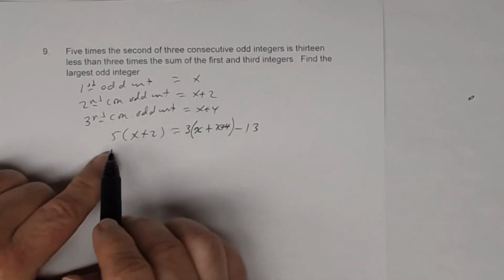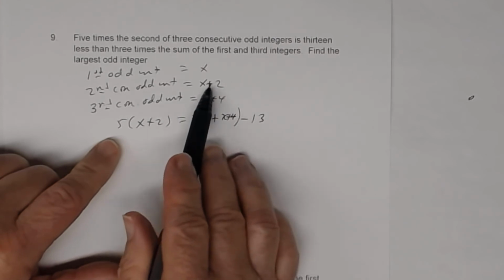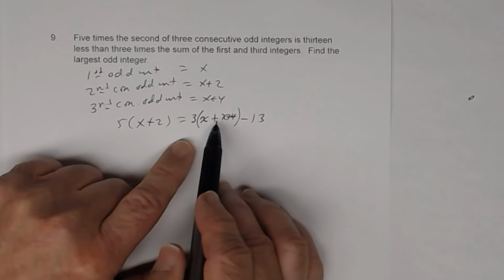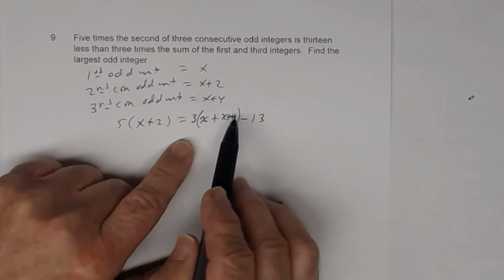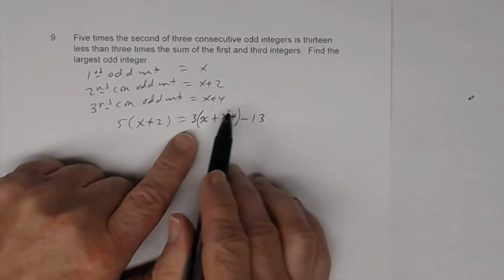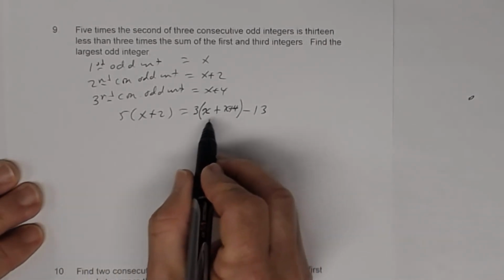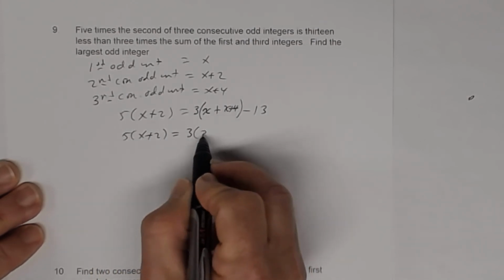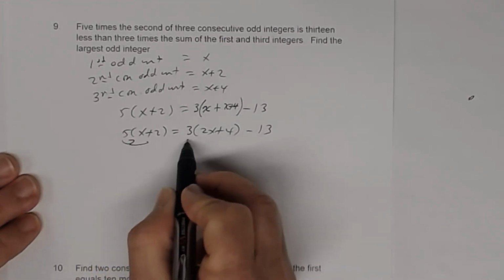So let's see this again. 5 times the second, here's the second, is 13 less than 3 times the sum of the first, what's the first? x, and the third, and what's the third? x plus 4. Okay, but that has to be in parentheses because it says 3 times the sum of that. All right, now let's go ahead and first of all, let's combine like terms here. So I have 5 times (x plus 2) equals 3 times, okay, x plus x is 2x plus 4, minus 13.